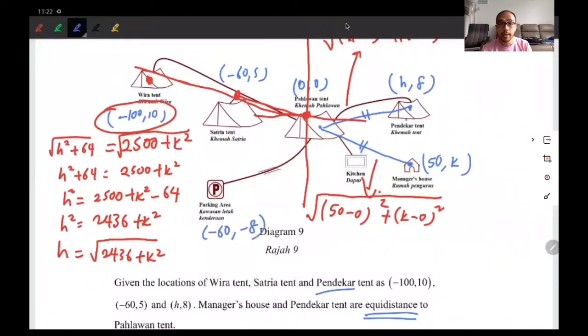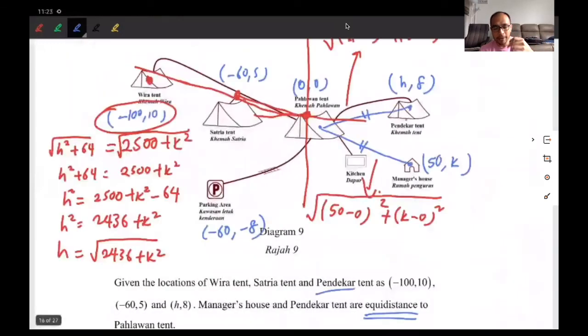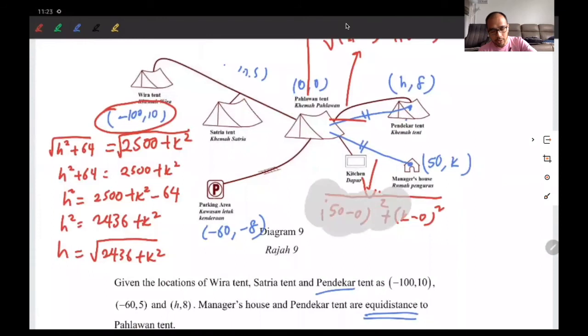Okay, then determine whether the straight path from this parking area and the path connecting the Satria tent and Pahlawan tent are perpendicular. So, when we were doing this, I was like, what does this mean? Okay, so let me draw this again. I'm going to take out all these things that I don't need anymore.